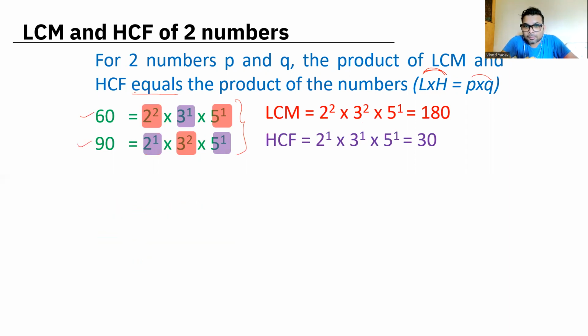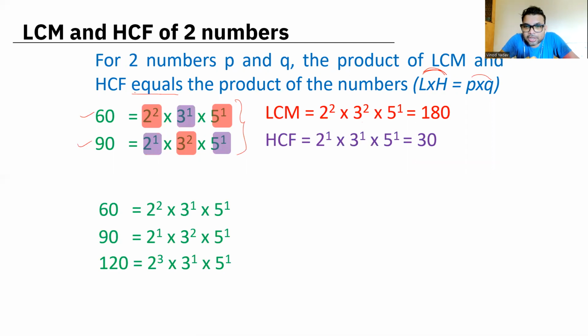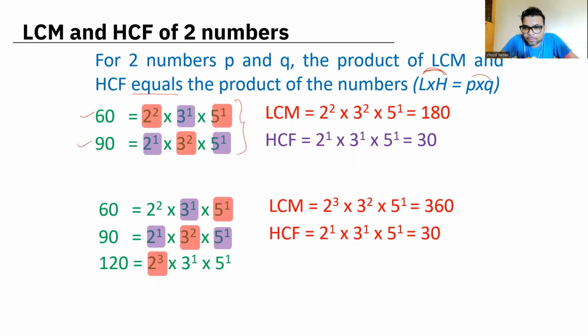Correct? But in case of three numbers, if I do something like that, suppose 60, 90, 120. So LCM is this 2 cube into 3 square into 5 raised to 1. HCF is 2 raised to 1, 3 raised to 1 into 5 raised to 1. All the factors were not covered. Some are still left. So if I multiply these three numbers, it won't be same as HCF into LCM. Isn't it that 2 square, 3 raised to 1, 5 raised to 1 will be still left out. That will be extra when we multiply all the numbers, right?